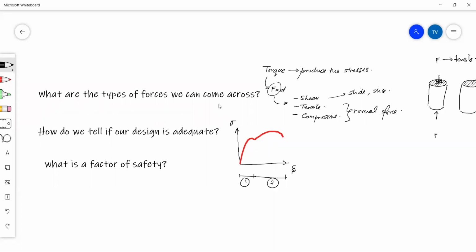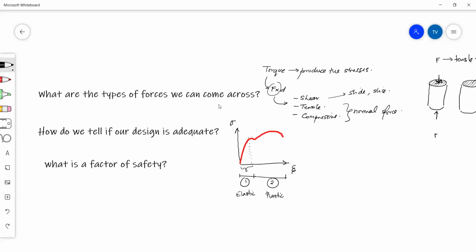Any ideas what region 1 is called? This first region? This section. This is called the what? Deformity, sir. This is the elastic region. And then this is called the plastic region.